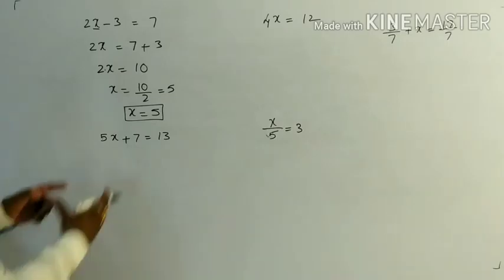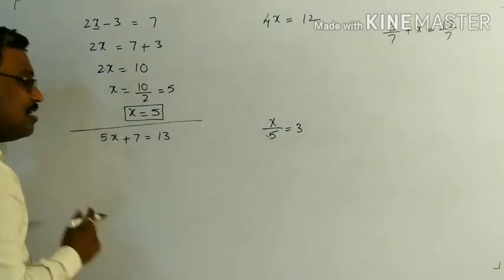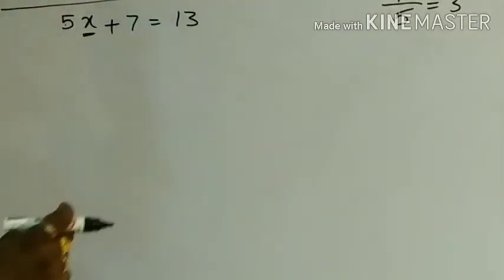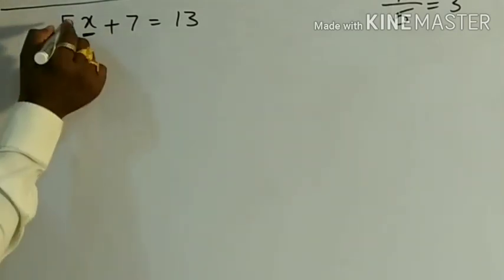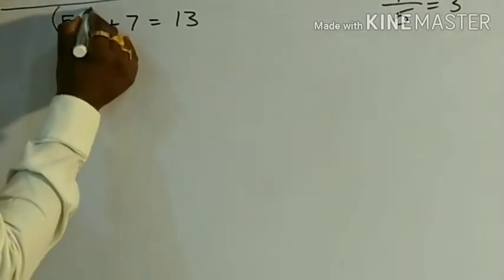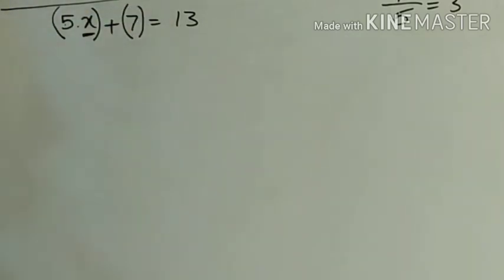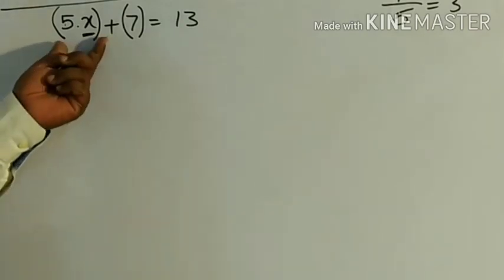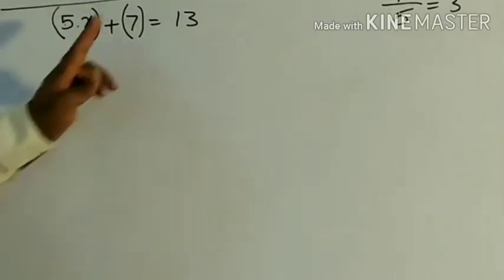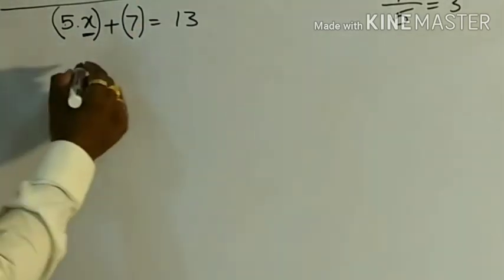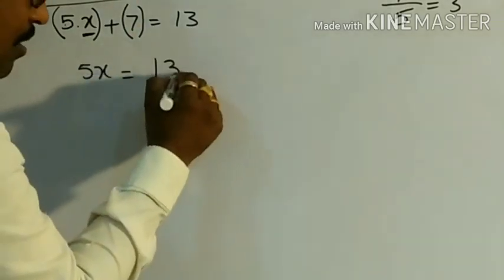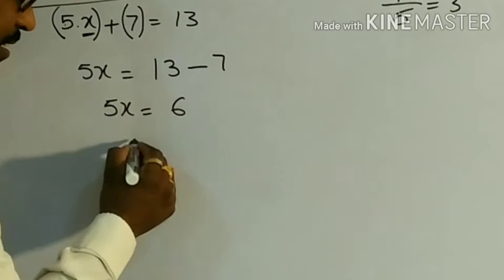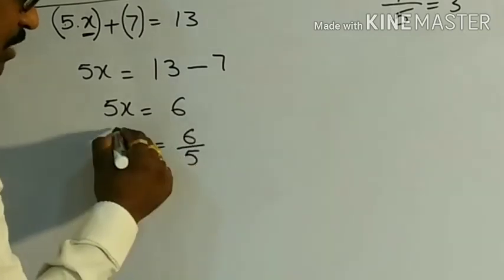Okay. Now come to the next question. Plus 7, I want x only. Plus 7, I should transfer. And do not transfer 5x first, because this is one term and this is another term. It's a binomial. In that binomial, I want the value of x. So leave this term; first set this term. So 5x is equal to plus 7 transferred, minus 7. 5x is equal to 6. x is equal to 6 by 5.